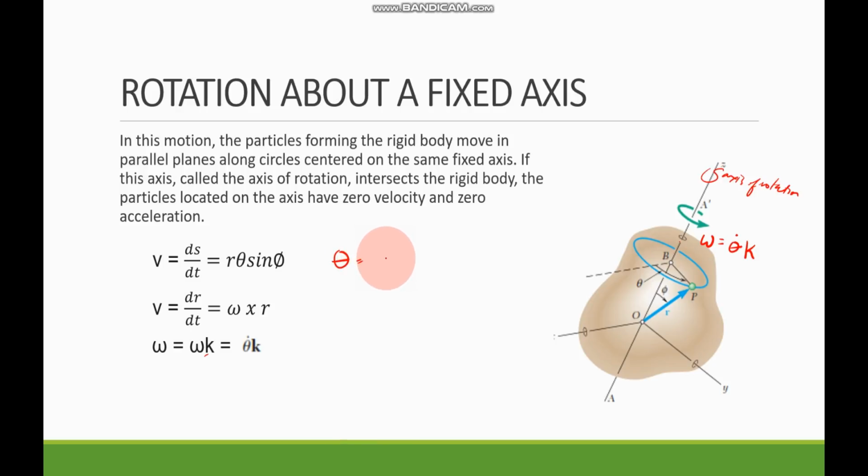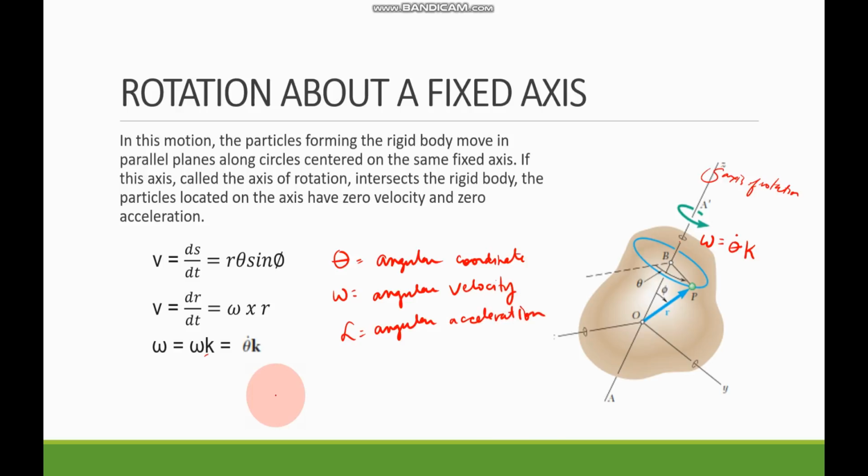Again, theta is what we call the angular coordinate. Our omega is the angular velocity. And later on, we will be encountering alpha, which is our angular acceleration. So if we take the derivative of the angular velocity, makukuha natin yung ating acceleration.